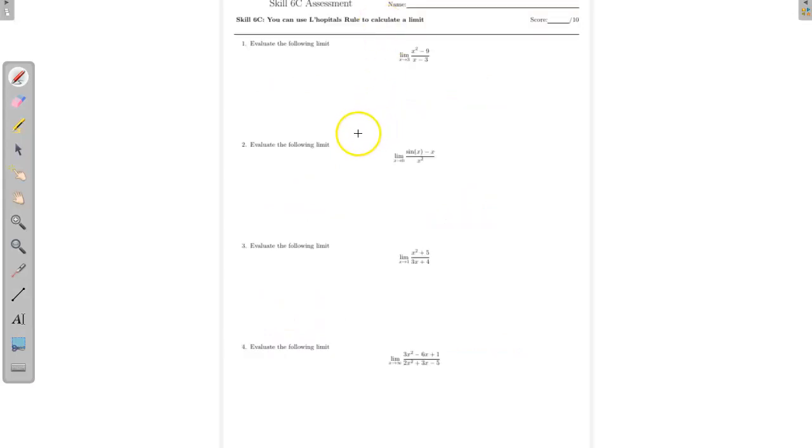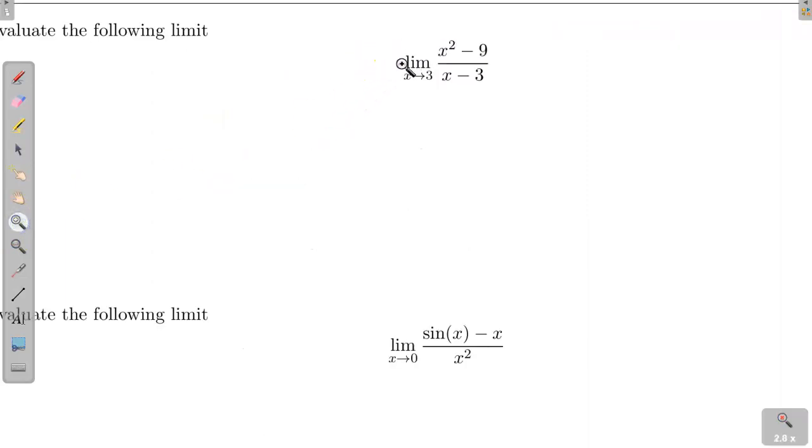All right, our next skill is about L'Hopital's rule. L'Hopital's rule says if I get 0 over 0 or infinity over infinity for a limit, then I can do derivatives to simplify the limit. All right, in order to get full credit here, we've got to do it like the AP test wants us to.